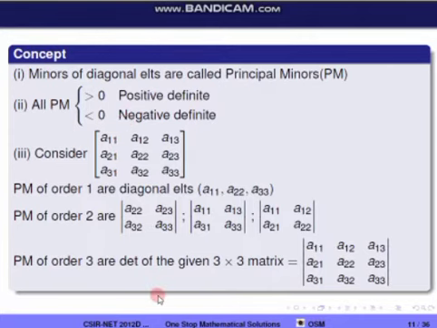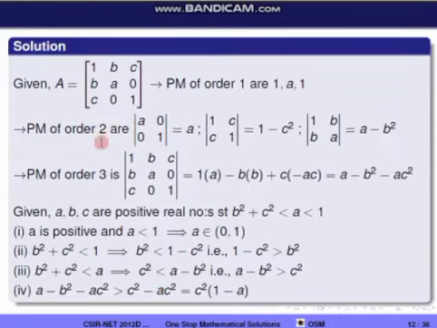So now we'll move on to the question. So they have given the matrix here. Principal minors of order 1 are the diagonal elements. So 1, A, 1. So 1 is positive. So we'll check whether A is positive or negative. So we know A, B, C are positive real numbers such that B square plus C square less than A less than 1. So we have A is positive and A is less than 1. So A belongs to (0, 1), essentially A is a positive number. So we got principal minors of order 1 greater than 0.